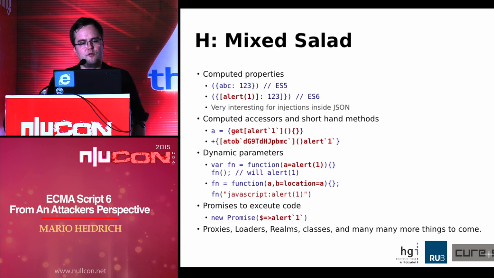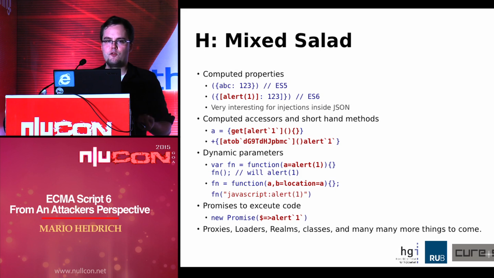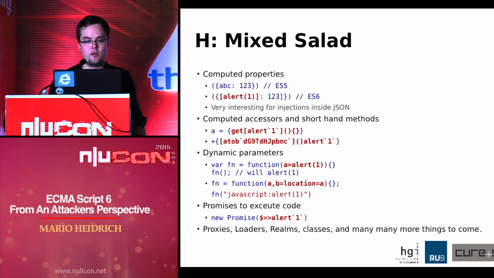So you have the possibility, for example, to use computed properties. In ECMAScript 5, you could be doing this, ABC, and map 1, 2, 3 to this. In ECMAScript 6, you can do this, so you can execute arbitrary code inside the label for a property. This never worked before, so if you have an injection here, as I mentioned in the very beginning of this talk, then this all of a sudden works.